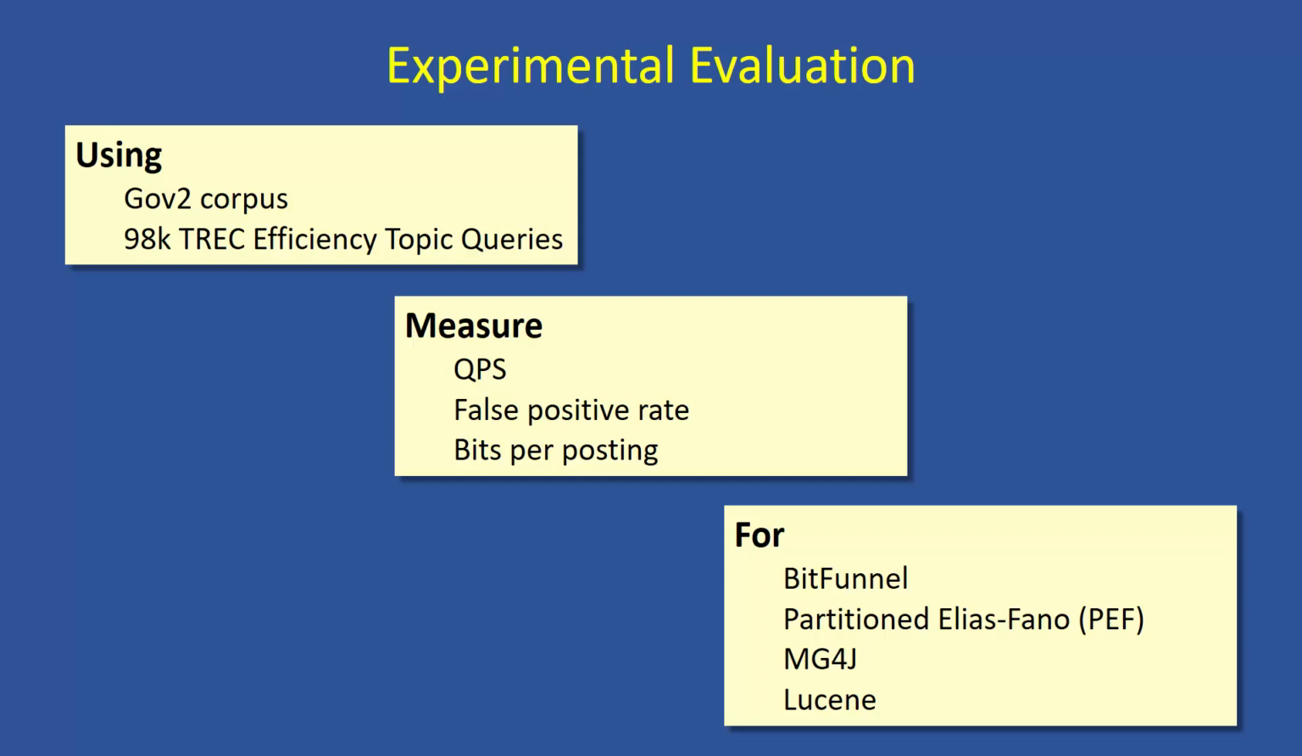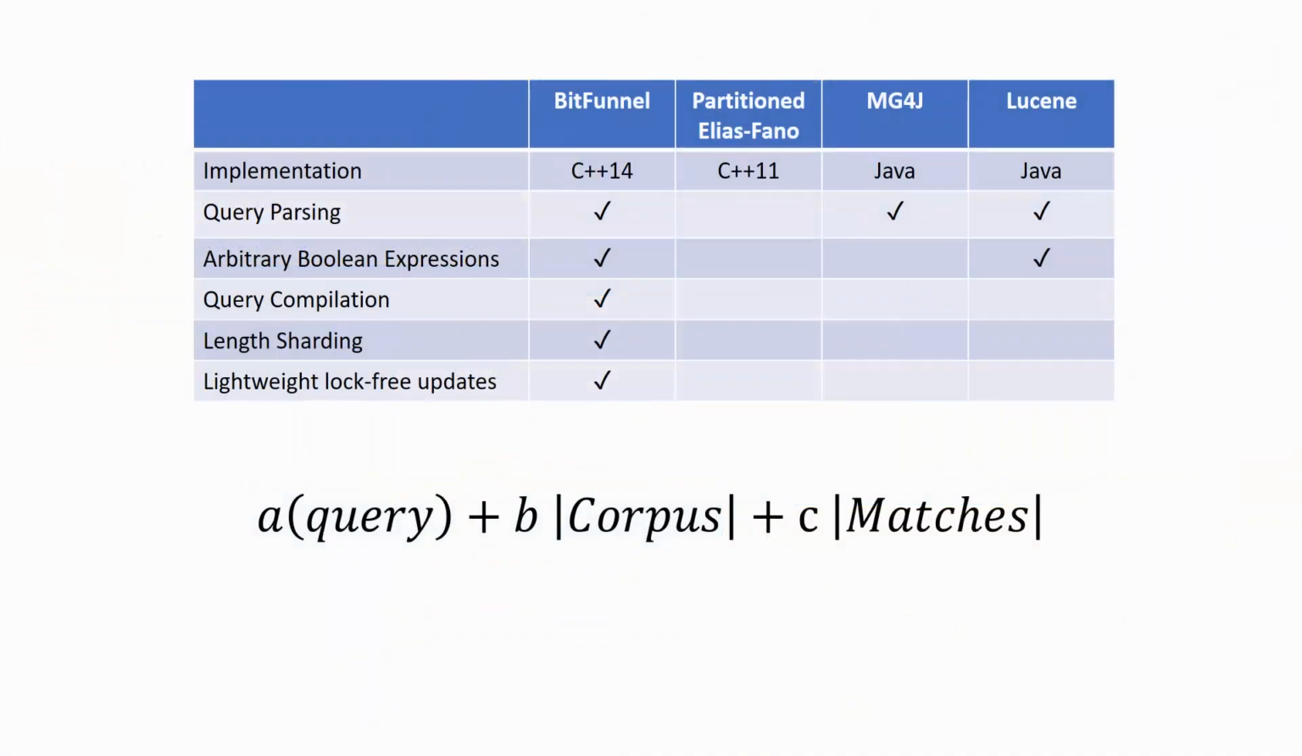We were interested in seeing how BitFunnel stacked up against top open source algorithms like Partitioned Elias-Fano, which I will refer to as PEF, and systems like MG4J and Lucene. Our experiment used the Gov2 corpus with about 100,000 TREC efficiency topic queries. It would be great if these sorts of bake-offs could produce definitive results, but in practice this is hard because it requires controlling for factors other than the algorithm. For example, we know that the implementation language can have a significant impact on running time, and we saw this in our experiment where the Java version of PEF was consistently slower than the C++ version.